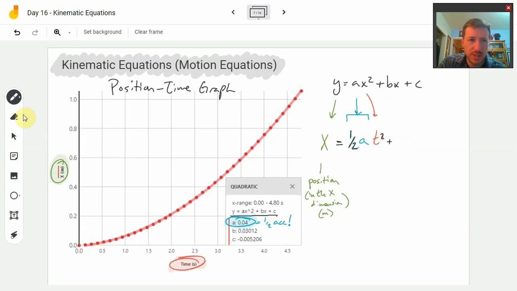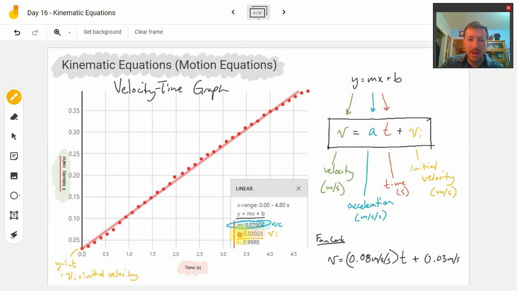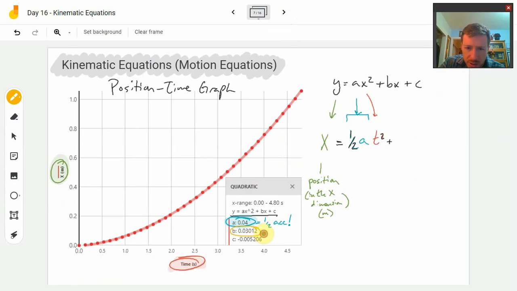What does this b represent? And that b ends up representing, if we remember, that happened to be our y-intercept, our initial velocity. So this b actually represents the vi, or the initial velocity. vi is the starting velocity. So we'll put that down there. This is our initial velocity. And then our x, once again, is the time.